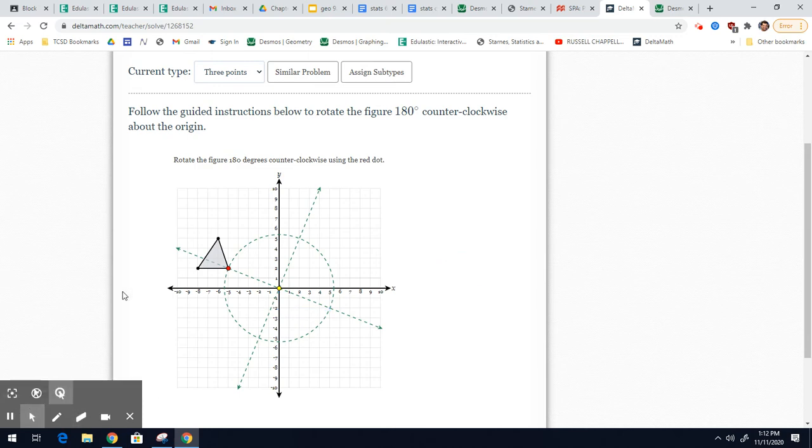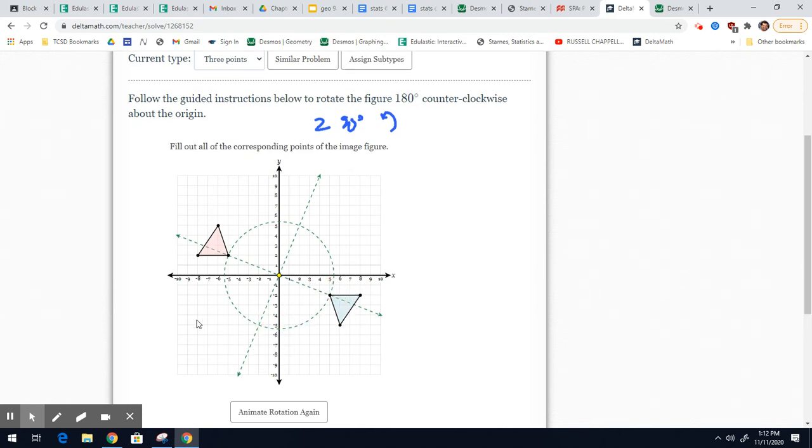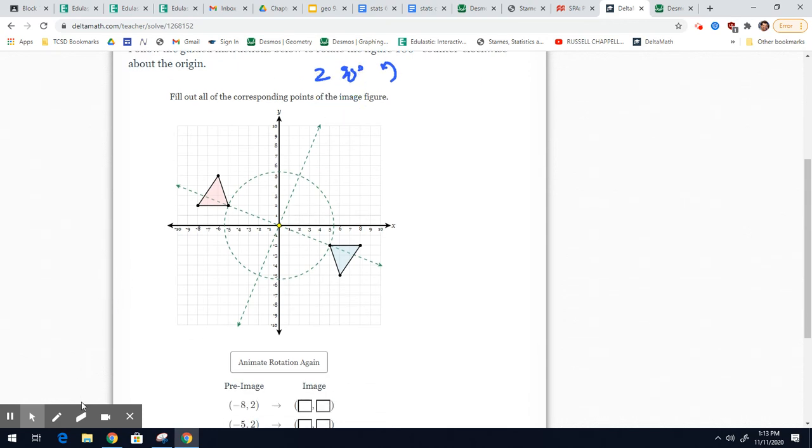Okay, so now it says rotate the figure 180 degrees counterclockwise. So that's going to be two 90-degree increments going counterclockwise. So you'll see I grab the red dot and I'm going to go 1 to that line, 2 to that line, and there I go. And now it says fill out all the corresponding image of the figure.